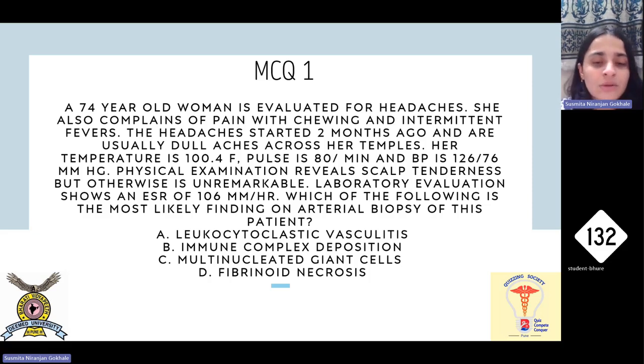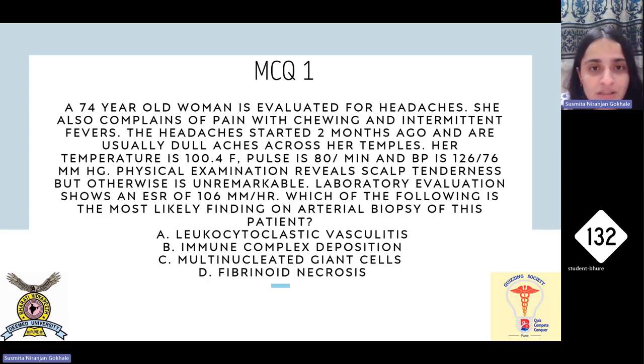So A is leukocytoclastic vasculitis. This type of vasculitis is typically associated with small vessel vasculitis, which is characterized by neutrophilic infiltration and fibrinoid necrosis, which is not seen here. Then next is immune complex deposition. It's seen in systemic lupus erythematosus or post-streptococcal glomerulonephritis, where immune complexes are deposited in tissues.